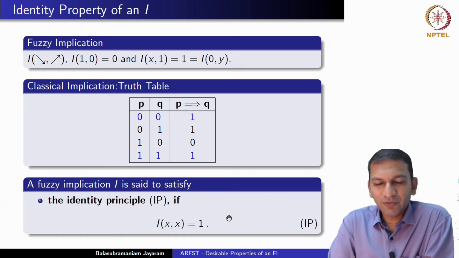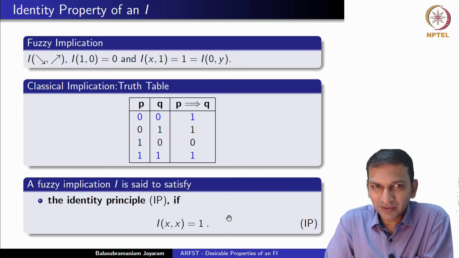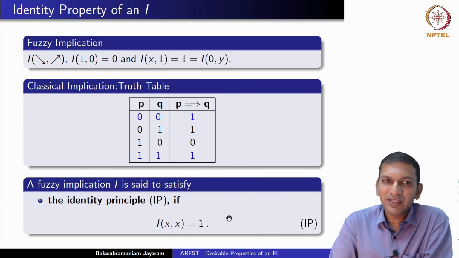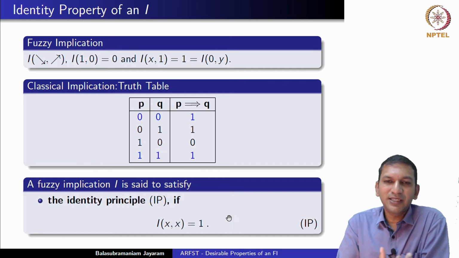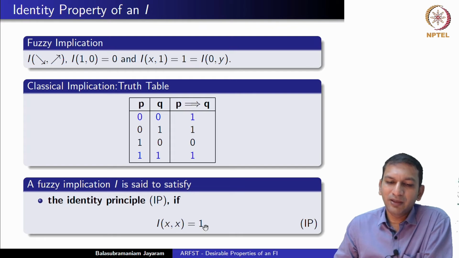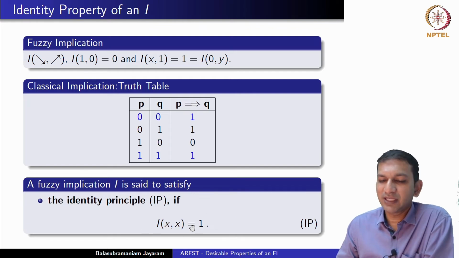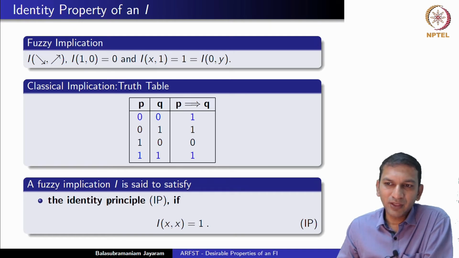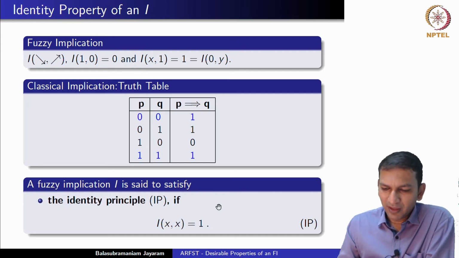Remember, in the case of T-norms, we talked about idempotence, where T of x,x is x, whereas here, going by the examples that we have, and also from the classical implication truth table, we see that a good, perhaps a natural way of abstracting this property is as I of x,x is 1, and this is what is called the identity principle. So essentially we are saying x implies x should be always true, more like a tautology. That's what they call in classical logic.